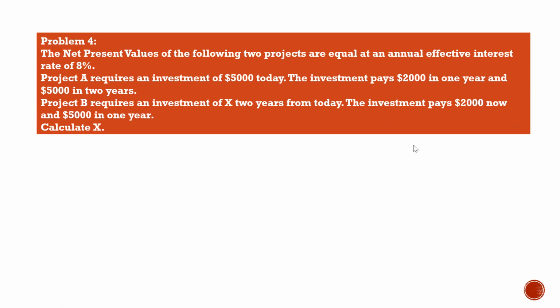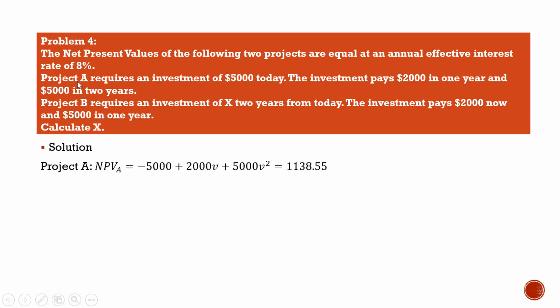Problem number 4. The net present value of the following two projects are equal at an annual effective interest rate of 8%. Project A requires an investment of $5,000 today. The investment pays $2,000 in 1 year and $5,000 in 2 years. Project B requires an investment of X dollars 2 years from today. The investment pays $2,000 right now and $5,000 in 1 year. Calculate X.